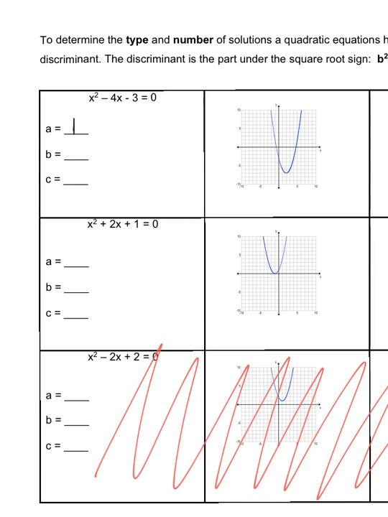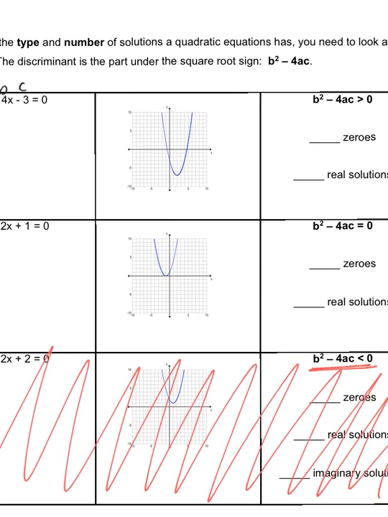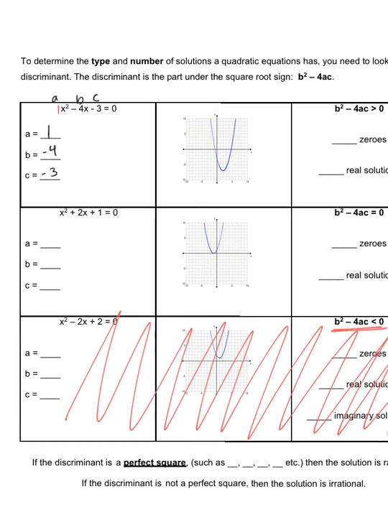Even though there's nothing written in front of x squared, there's really a 1 there, so my a value is 1. My b value is negative 4, and my c value is negative 3.